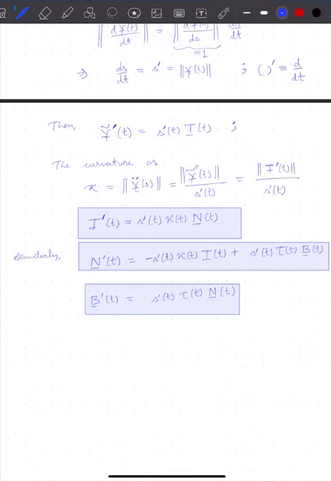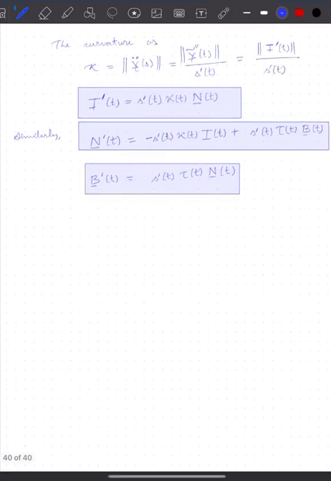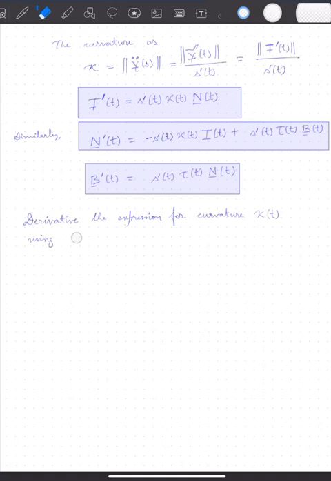Now, since we have all that, let's derive the expression for curvature kappa of t using only the mapping gamma tilde as a function of t.